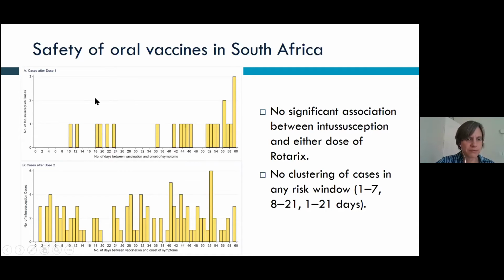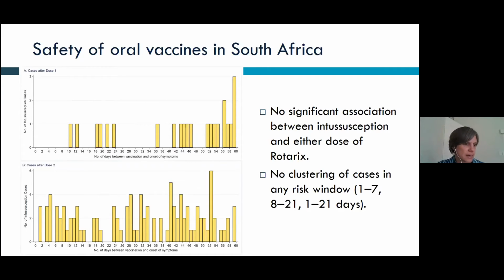There were a couple of cases in the first 21 days, but this was not really greater than what was seen later on at the greater ages. And after the second dose, although there were more cases, once again, we did not see this clustering of cases in the first week as has been seen in some of the other countries. And so after our case series analysis, we didn't see any significant association between intussusception and either the first or second dose of Rotarix. And there was no clustering in the risk windows that we had a look at.